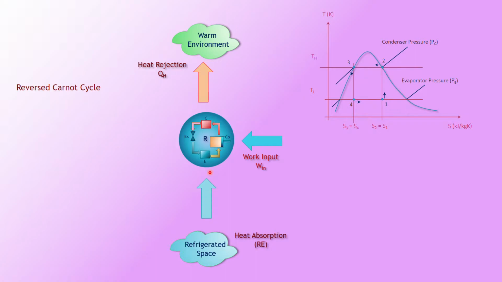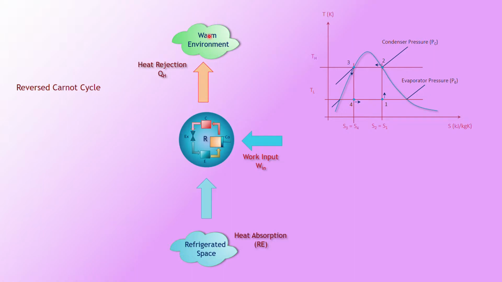So the heat goes into another device which is working at a higher temperature level. Before the heat can move to the higher temperature region, you need a push. The push is provided by the work input. The device that we use here is usually the compressor, the vapor compressor. And the refrigerated space we usually refer to as the evaporator. And the warm environment is the atmosphere.